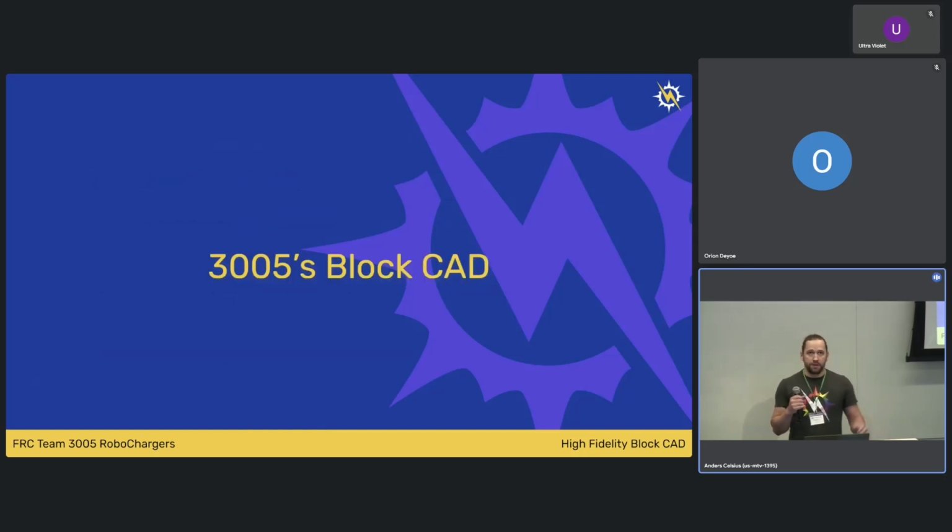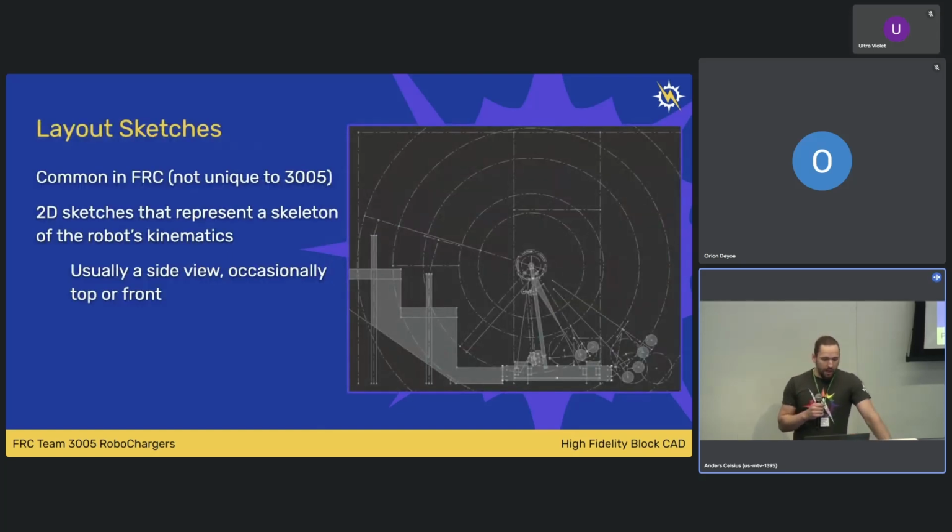Okay, so let's talk about what 3005 does for block CAD. We start off in early build season with a layout sketch process. This is where we're doing a side view of the robot, usually maybe a top view, a skeleton of the critical geometry that the robot has, maybe arm joints, elevator displacement limits, roller locations, things like that. 3005 is not doing anything particularly unique in this regard. I'll go a little bit more in detail about some of the tips and tricks I recommend for this process, but this is pretty similar to the process that most FRC teams use.